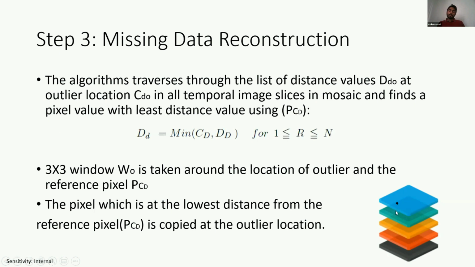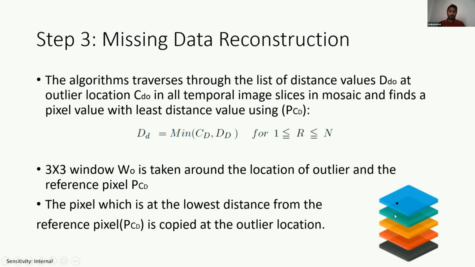Now, the subsequent slice at the same location of this black dot, and then for the orange and this one, and so this is sort of a series, a distance series. So what the algorithm does is find the distance at which there is a minimum value, like at the location of this outlier, this black dot outlier, in this whole series of images. It tries to find the minimum distance at the same location in other images. And when we have found the minimum distance, that pixel which is at the minimum distance in the corresponding location of the outlier is taken as the reference pixel PCD.